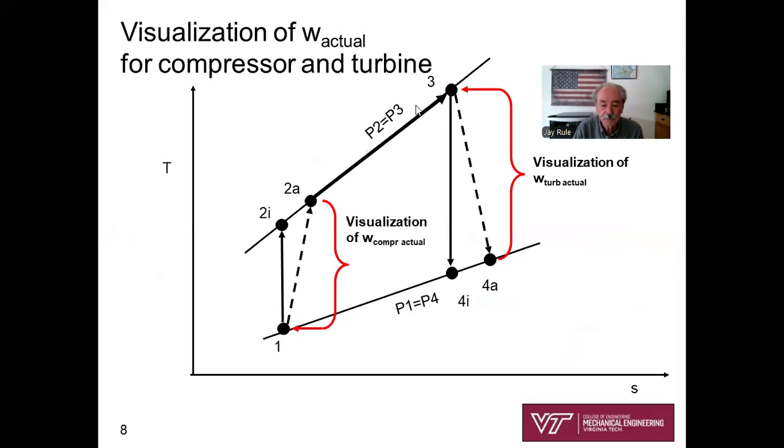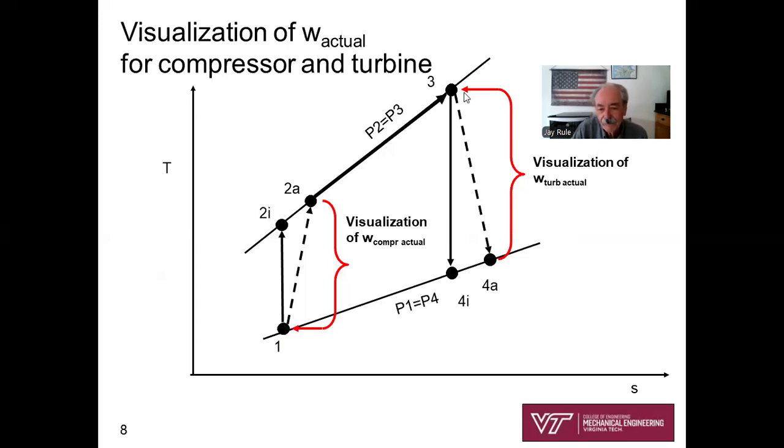What I'd like to do is give you a little visualization of little w actual. So remember what little w is. Little w is w dot divided by m dot. A little more about that in a second. But you can visualize with your experience so far sort of a measure of the work, w dot over m dot, on a TS diagram by remembering that for an ideal gas, the temperature and the enthalpy are either proportional or nearly proportional. And so enthalpy is a function of temperature only for any ideal gas.